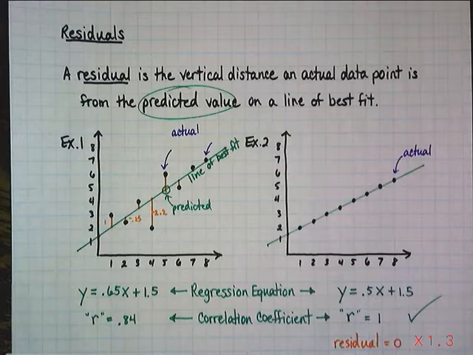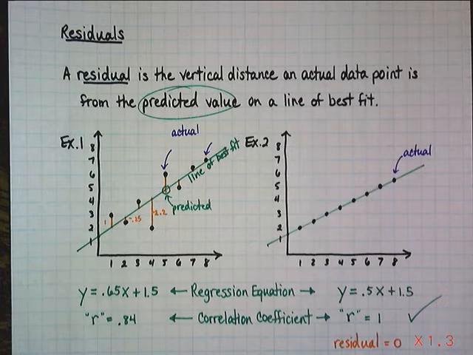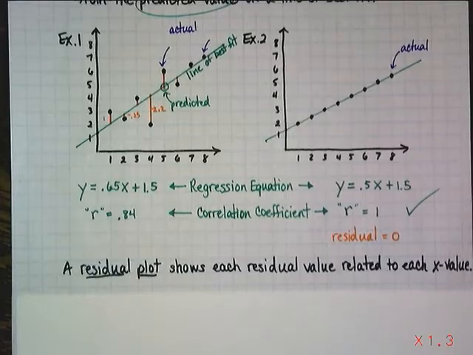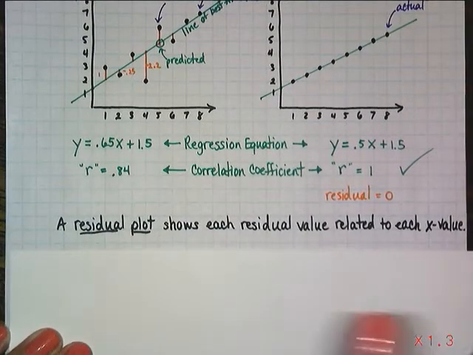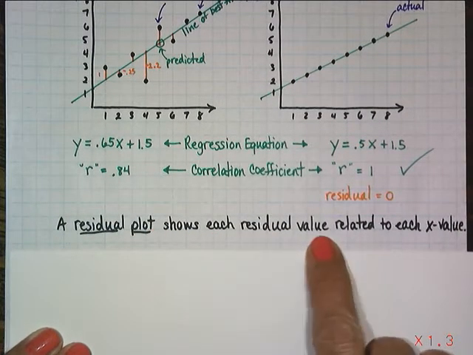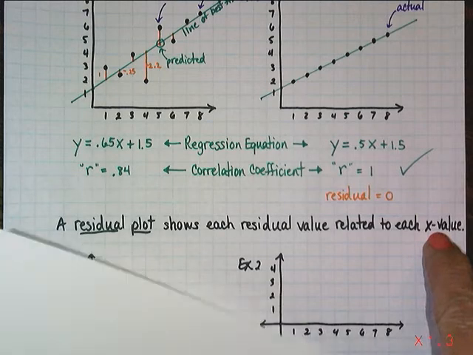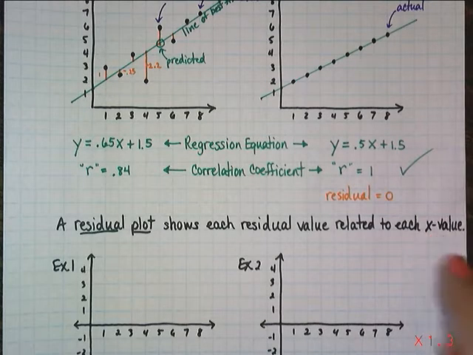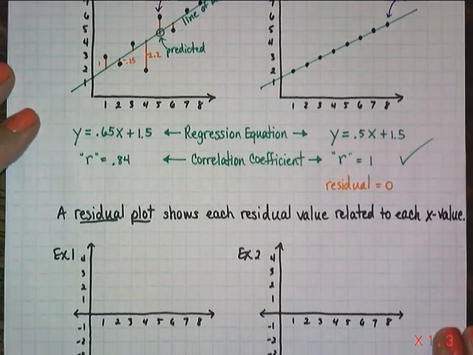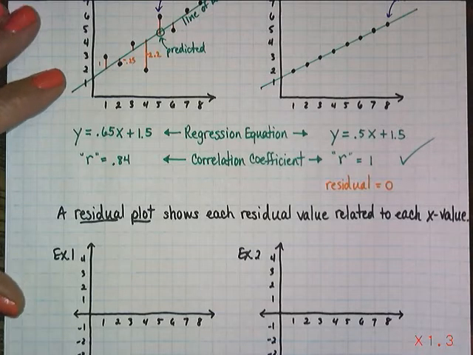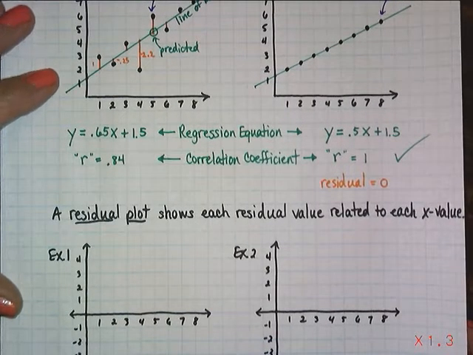Okay, something else you can do with respect to residuals is to show them individually in its own residual plot. So that's what I'm going to show you next. A residual plot shows each residual value related to each x value. Now, I've already got the plot started for both of these graphs. I'm going to show you what the residual plot would look like with respect to the original data set.